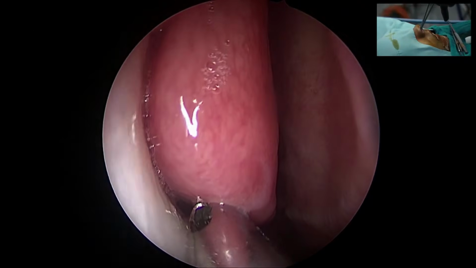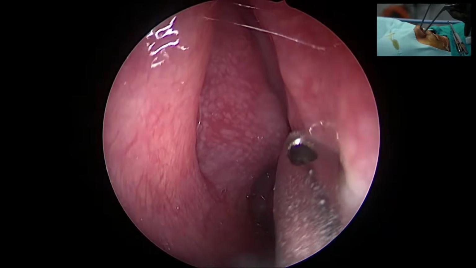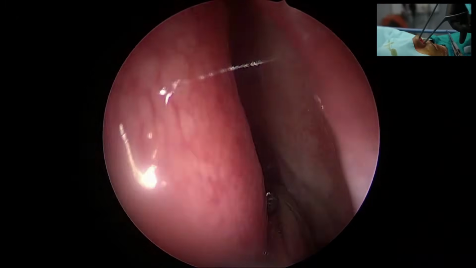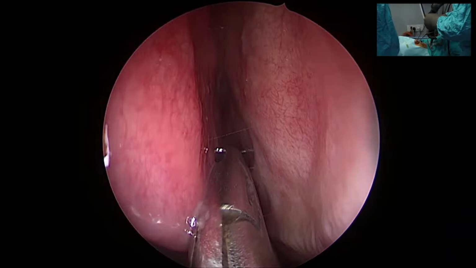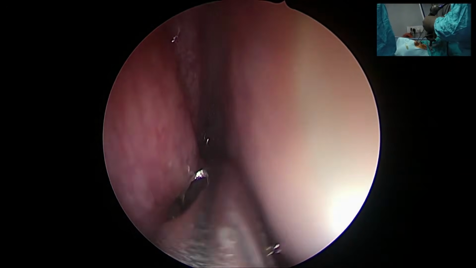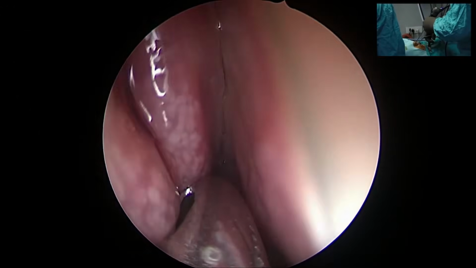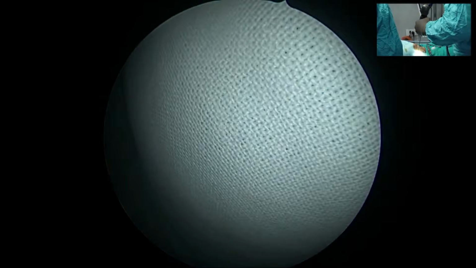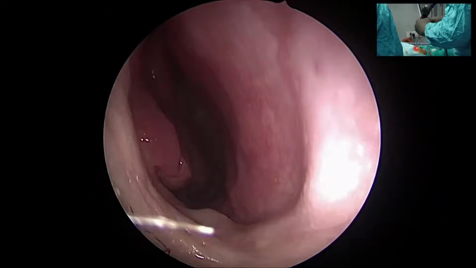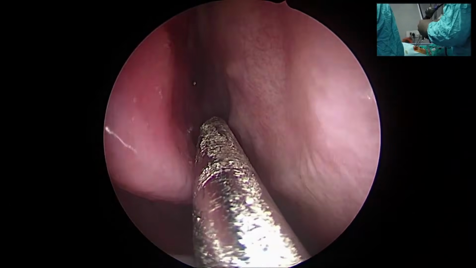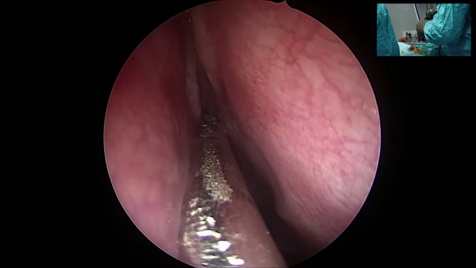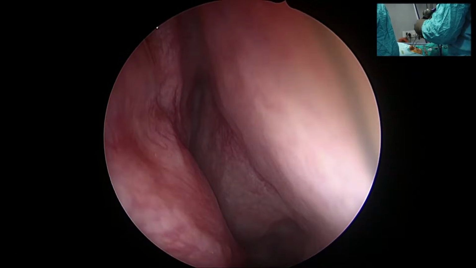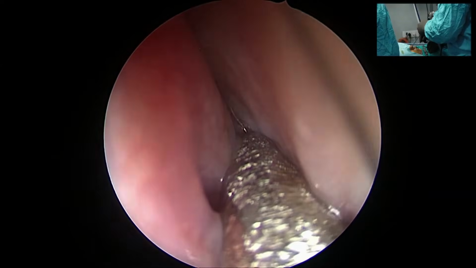Behind is the middle turbinate, you can see. And our area of interest is here in the roof, medial to the middle turbinate. It is going to be behind, in the vicinity of the anterior ethmoidal artery where the cribriform plate is. Most of the leaks are in the vicinity of the anterior ethmoidal artery region.